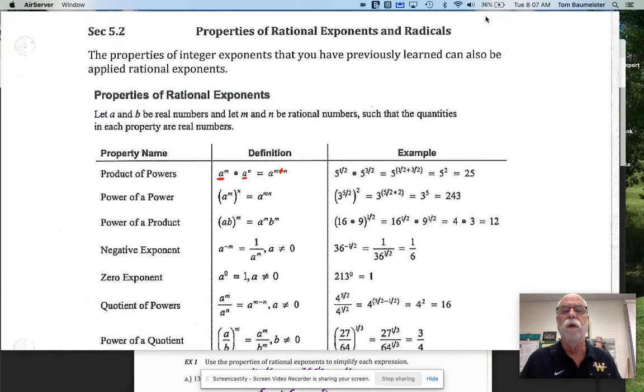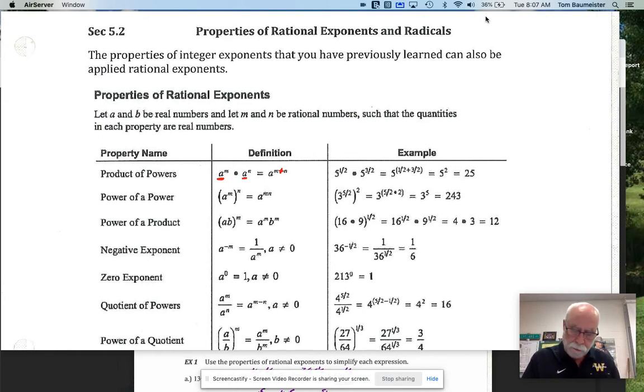So I have 5 to the 1/2 power times 5 to the 3/2 power. So again, the bases are the same. They're both 5s. And then I can take the exponents and add them. So 1/2 plus 3/2 is equal to 2. So 5 squared is equal to 25.